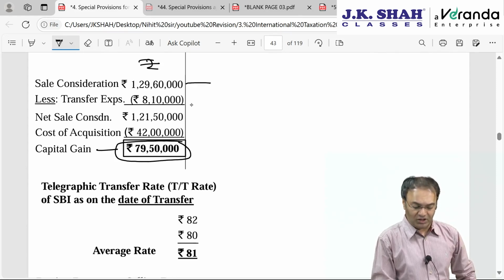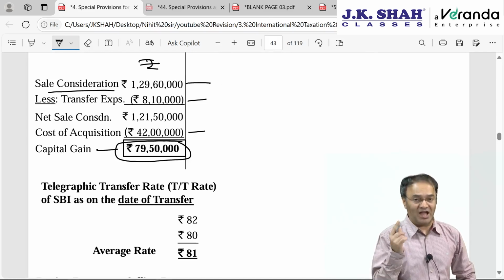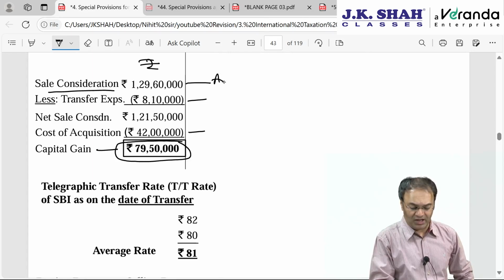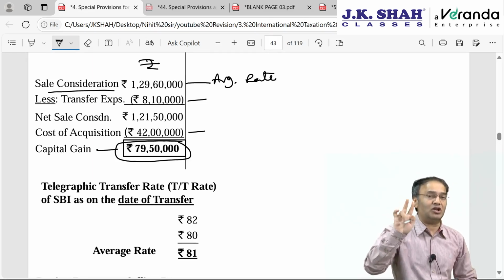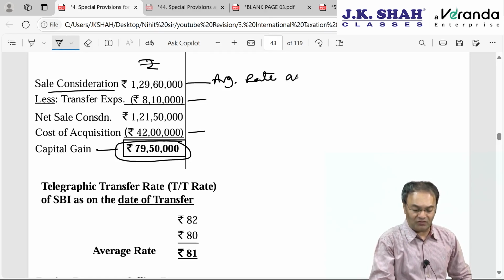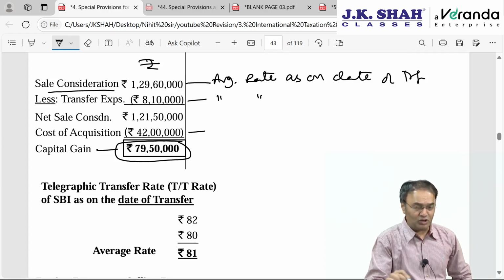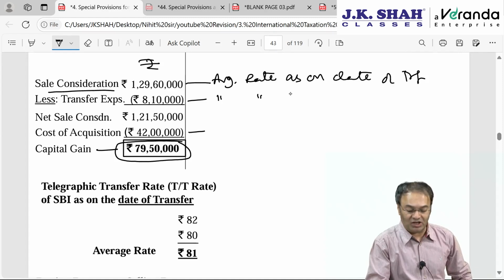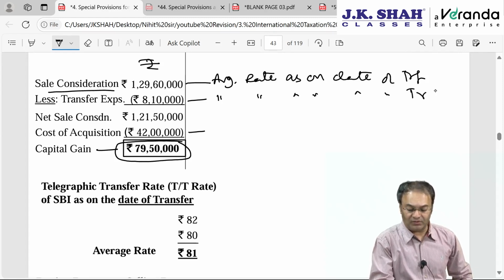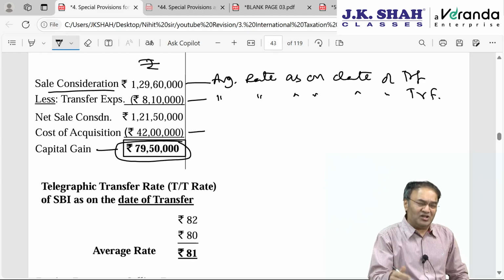Convert everything from Indian currency to foreign currency and calculate capital gain in terms of foreign currency. Which rate to be applied? So answer, for sale consideration apply average rate. We have three rates: buying rate, selling rate and average rate. So here apply average rate. Average rate as on which day? Two dates: date of acquisition, date of transfer. Average rate as on the date of transfer. Same thing for transfer expense also. Convert from Indian rupees to foreign currency, applying average rate as on the date of transfer. So net sale consideration is automatically converted.